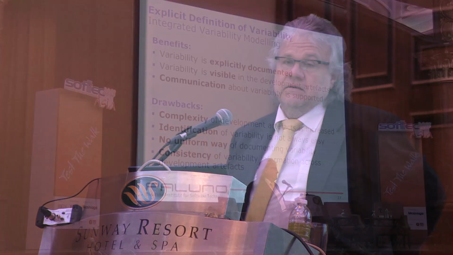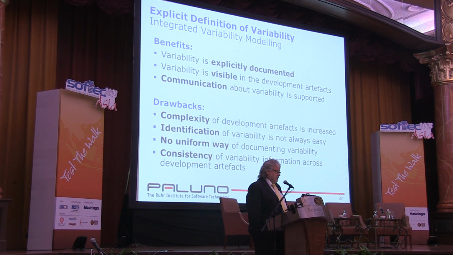Nevertheless, there have been significant benefits of this integrated variability modeling. You explicitly document variability, so you were able to talk about it. When you do this, people were able to discuss: is this really a variation point or is this not a variation point? Before, this was impossible. The drawback essentially was the identification of the variability across the different artifacts, whether it's the same or not, in a uniform way, so everybody who looked at the variability had to understand the variability definition in the different models.